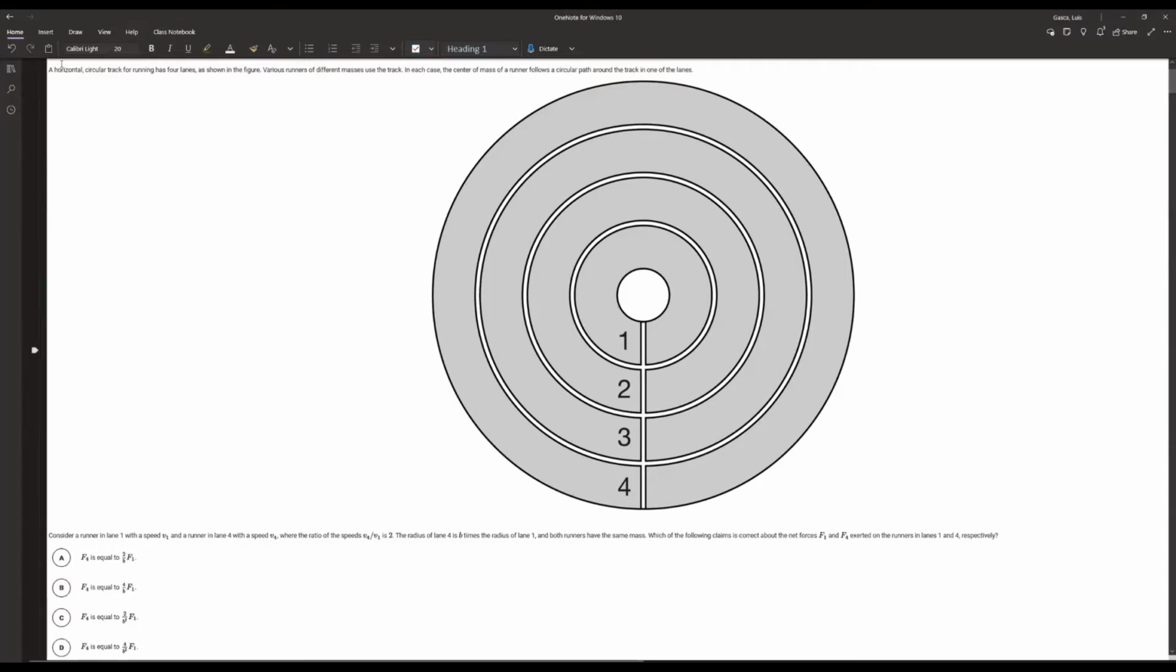Okay, so a horizontal circular track for running has 4 lanes as shown in the figure. Various runners of different masses use the track. In each case, the center of mass of a runner follows a circular path around the track in one of the lanes.